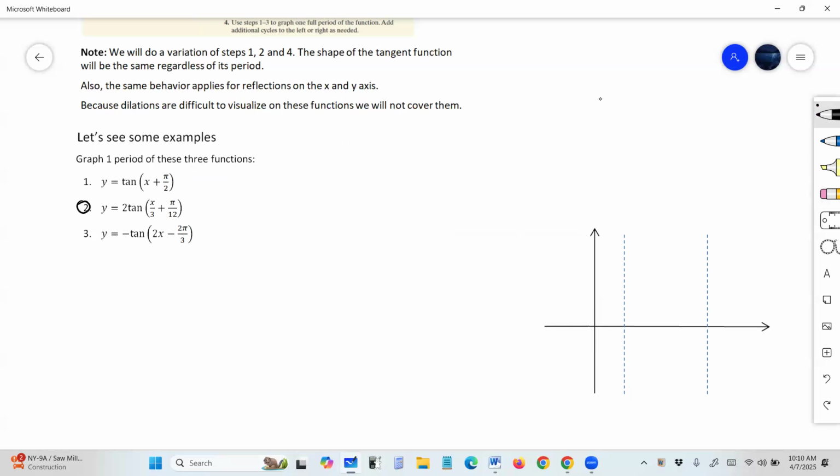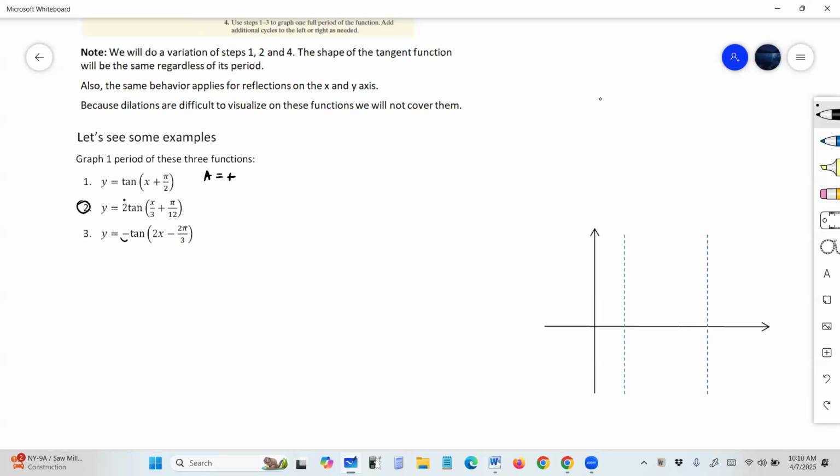Second example, notice now that I have a equals 2. So this will be a dilation, but on the graph itself, it's very, very hard to see, even with software. So again, we're only interested in the fact that a is positive. In this case, a would be negative, and there would be a reflection on the x-axis, which we'll see later.